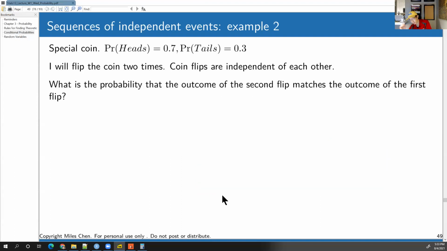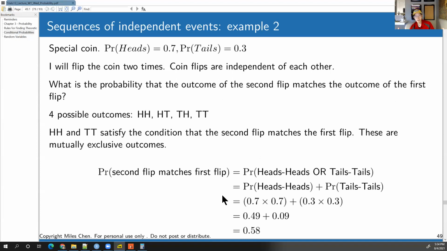Okay, let's keep working with this special coin. And, we can just complicate things by phrasing our questions a little bit weirder, right? So we could say, what's the probability that the outcome of the second flip matches the outcome of the first flip, right? What's the probability that the outcome of the second flip matches the outcome of the first flip if we flip the coin 2 times?